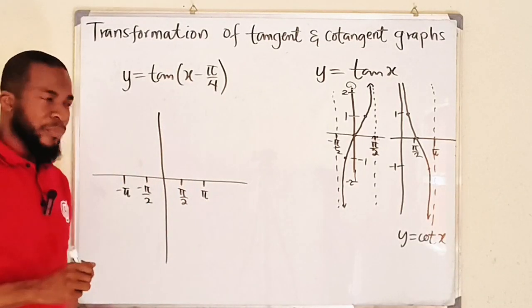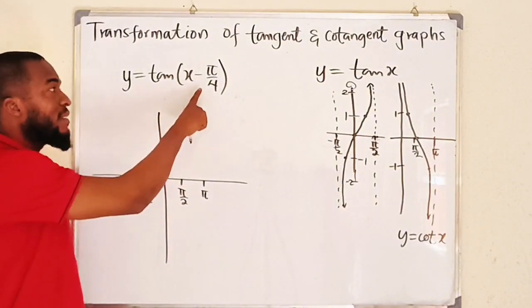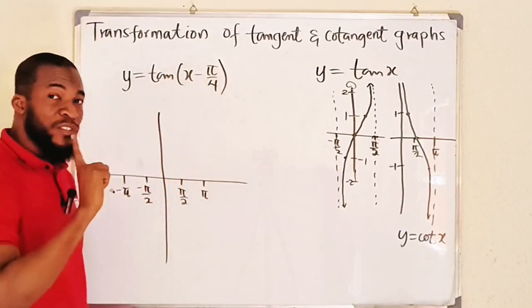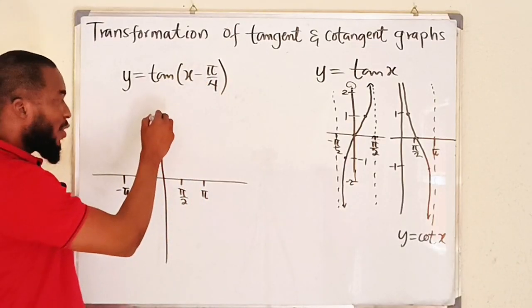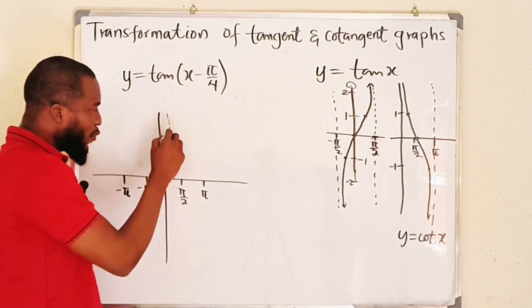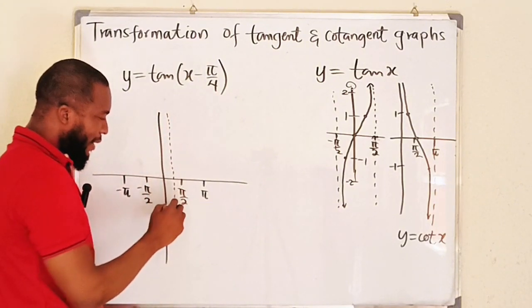All right. Since the graph has been shifted pi over 4 units to the right, you see, this is your origin, right? You're going to assume you have an imaginary y-axis at pi over 4.